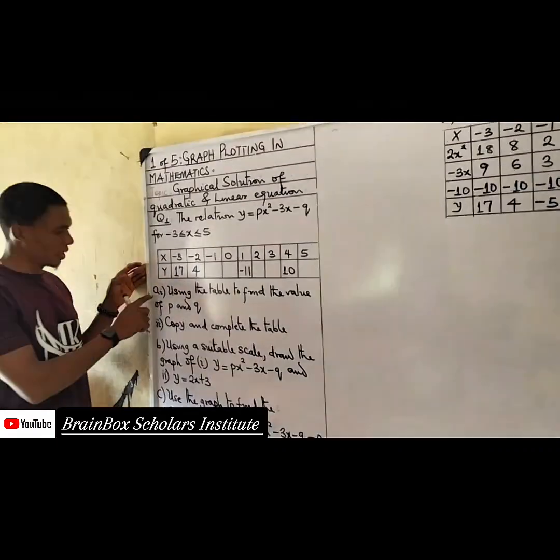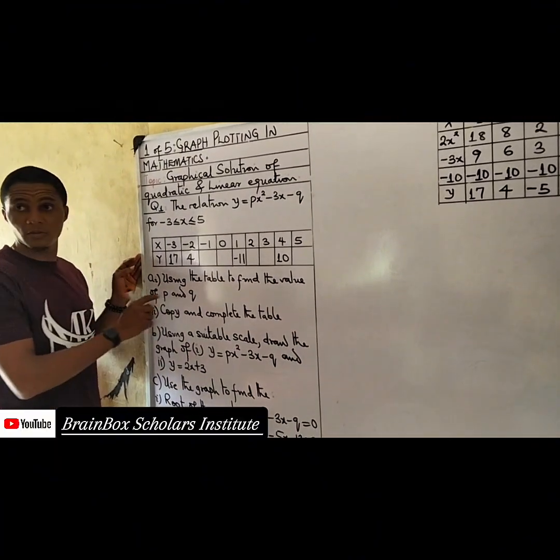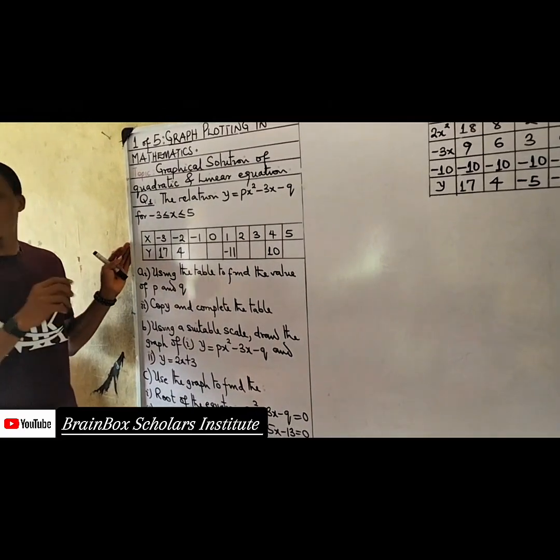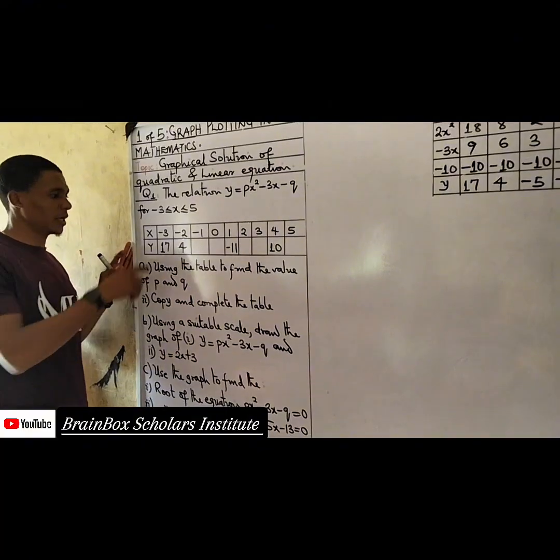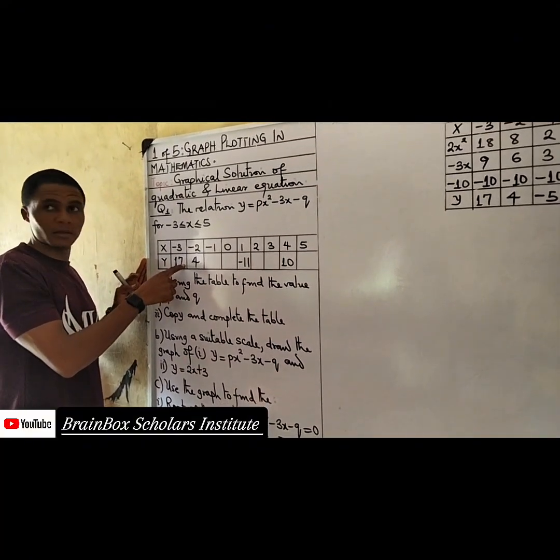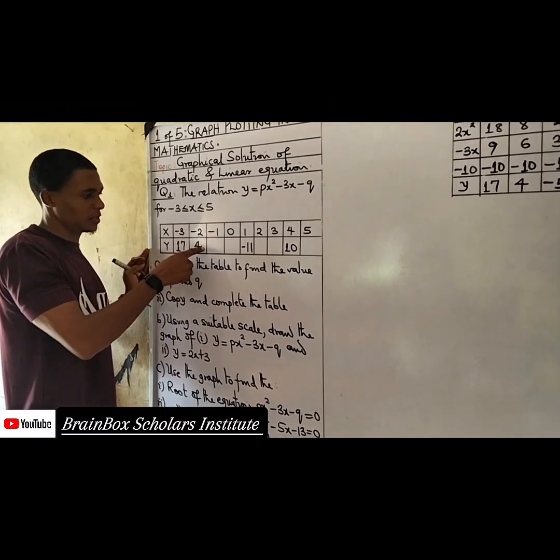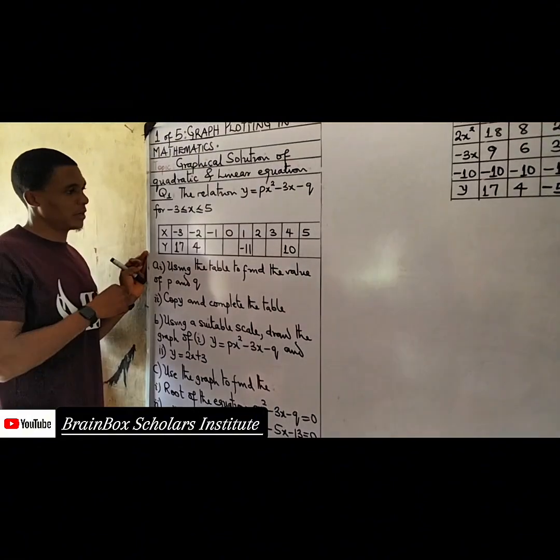And the first one says using the table to find the value of p and q. Are we there? So that means I can use two possible values of x and two possible values of y. So I can use this for x and this for y to form one equation. Then use this and this to form another equation.